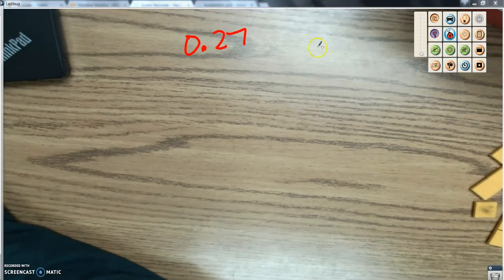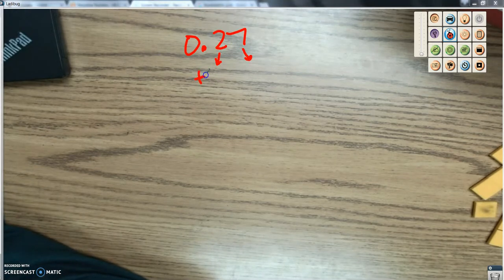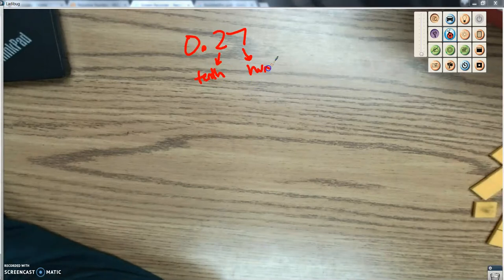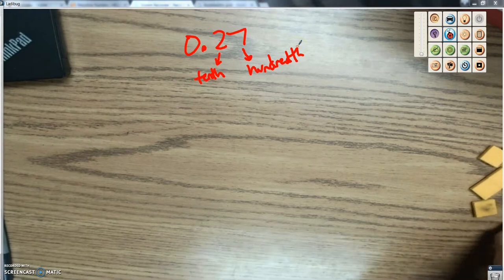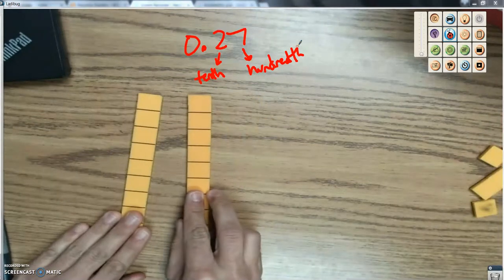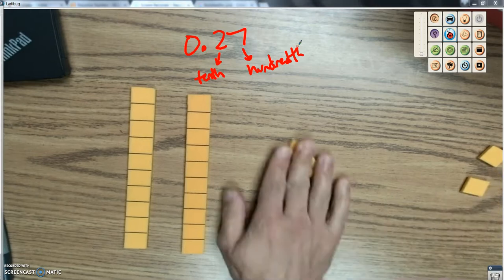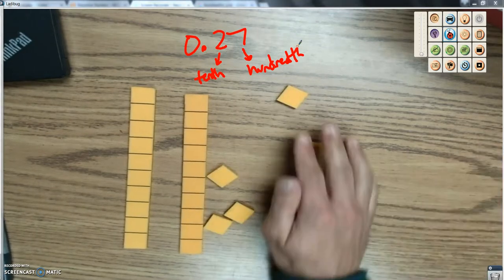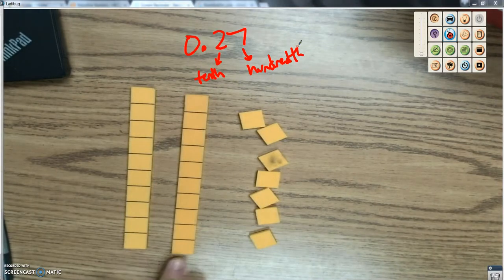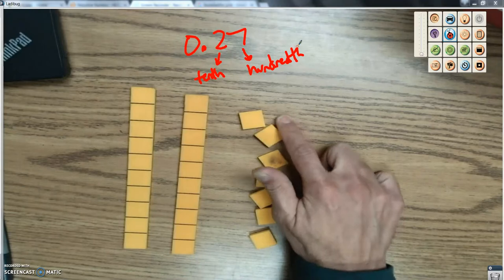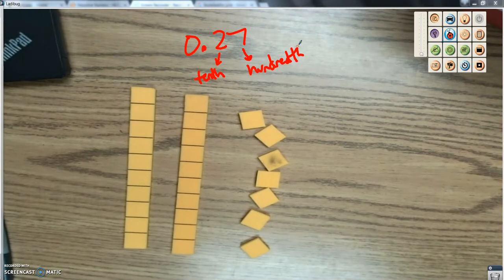So there are two ways to think about it, right? One way is I can think about each of these two places, tenths and hundredths. And if I think about that, it tells me exactly which blocks to get out. It tells me to get out 2 tenths blocks and 7 hundredths blocks. 1, 2, 3, 4, 5, 6, 7. So if I'm going to represent it with the blocks, this is 2 tenths and 7 hundredths. Or, if you're used to thinking fractions, it's 2 tenths and 7 hundredths put together.